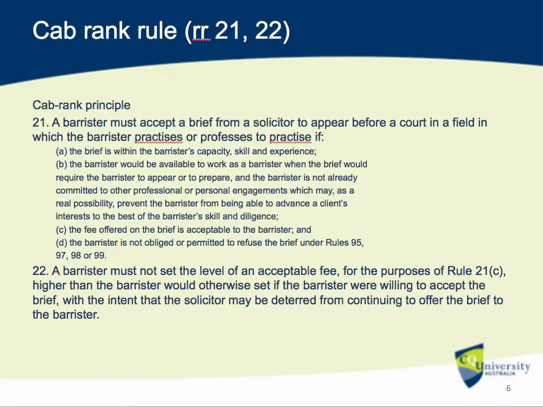The second rule is in Rule 22. A barrister must not set a level of acceptable fee for the purposes of Rule 21C higher than the barrister would otherwise set if the barrister were willing to accept the brief, with the intent that the solicitor may be deterred from continuing to offer the brief to the barrister. So you can't escape by increasing your fees and then trying to deter a particular solicitor from offering you a brief. So there's a balancing act between the exceptions and limitations placed on those exceptions.